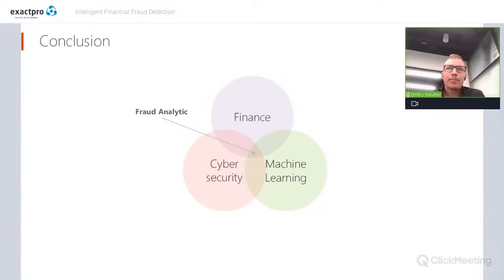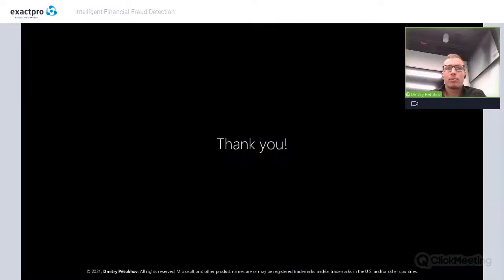And last but not least, the quality of the best anti-fraud models is moderate, but it's not ideal, and I think it's a chance for all: for researchers, for companies, for enthusiasts. And now I can say thank you a lot.